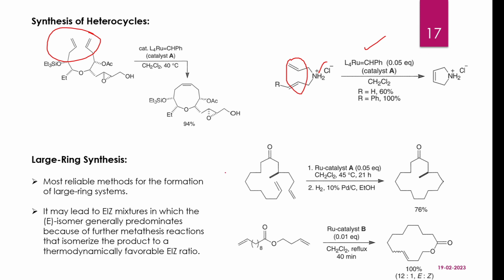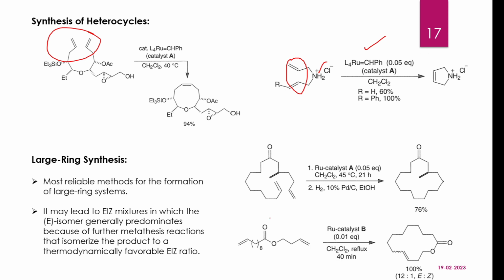Most reliable methods for the formation of large ring systems. Grubbs catalyst, because we all know the formation of large rings is difficult through normal chemical methods, because after 5 and 6 the rings get destabilized. Medium rings, 7 to 9, can also be formed, but after that it's a bit hard. Through this Grubbs catalyst we can form very large rings also, and it may lead to a mixture of E and Z, but generally we get E as the predominant product.